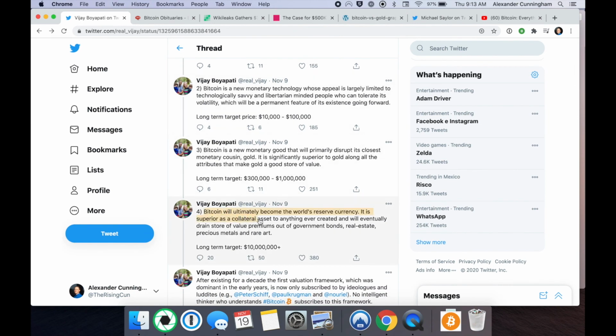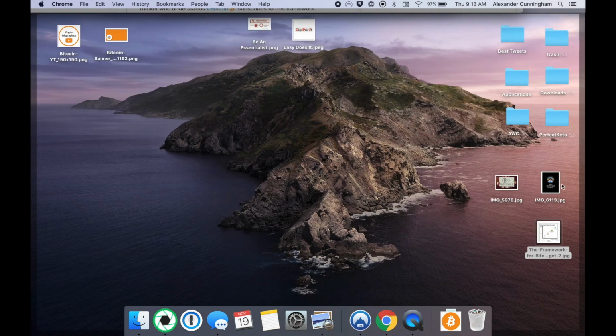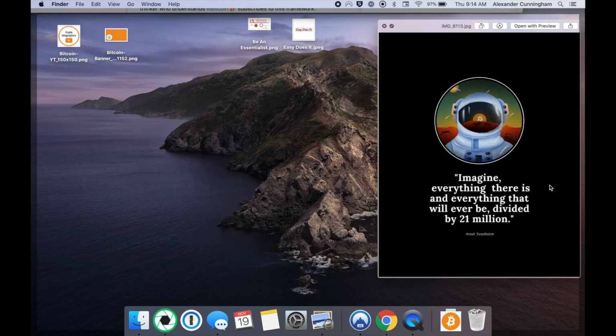We're going to go on to stage four. Bitcoin will ultimately become the world's reserve currency. It is as superior as a collateral asset to anything ever created and will eventually drain store of value premiums out of government bonds, real estate, precious metals, and rare art. Long-term target, 10 million plus. And this is summed up nicely in an image here that I love.